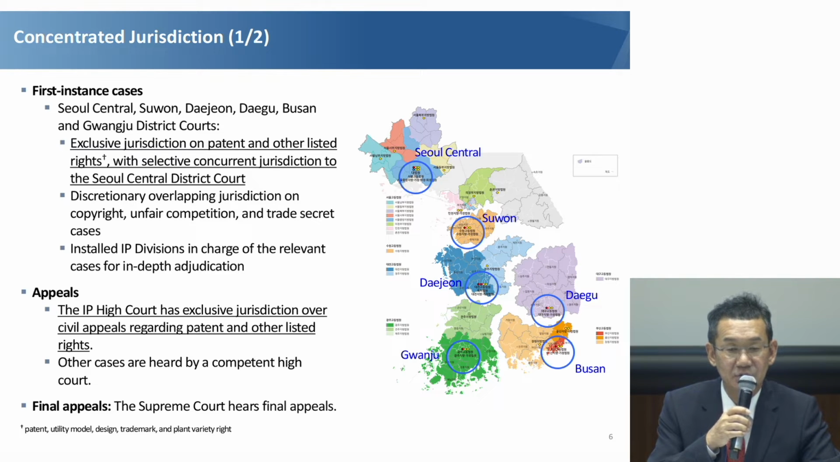These 6 courts enjoy the exclusive jurisdiction on patent and other listed rights, with selective jurisdiction to the Seoul Central District Court. This means that if you have any patent infringement issue and would like to file litigation in Korea, Seoul Central District Court will always have jurisdiction. In addition, you can choose one of the other 5 district courts, depending upon the situation. And then appeal will be exclusively heard by the IP High Court, as I just explained.